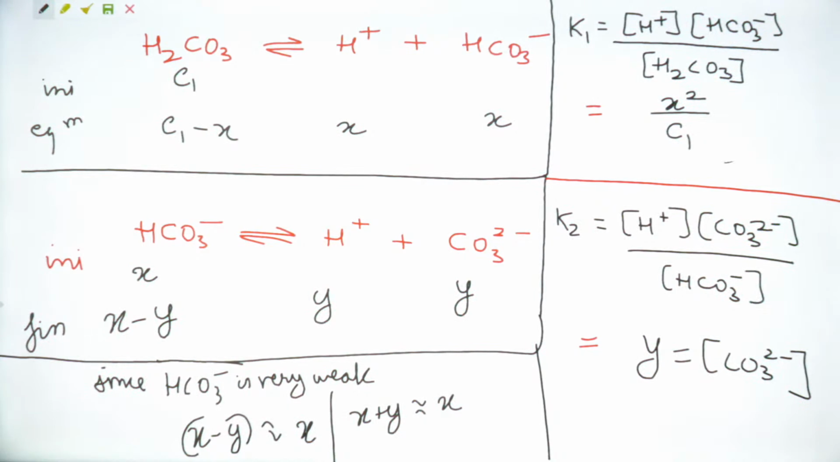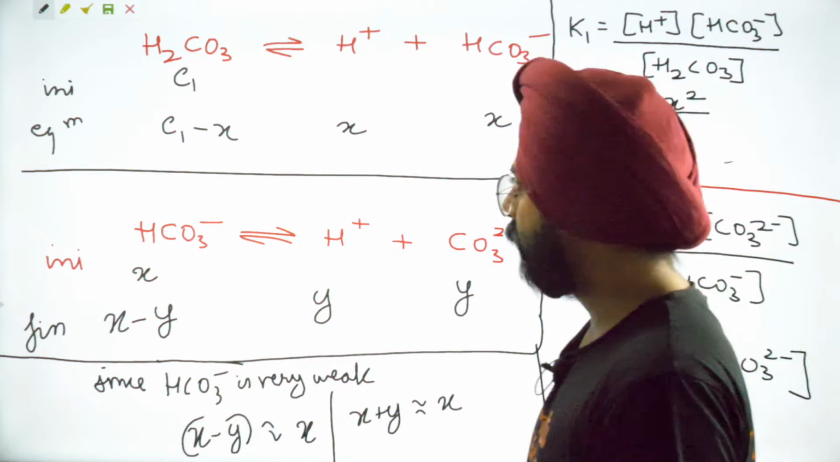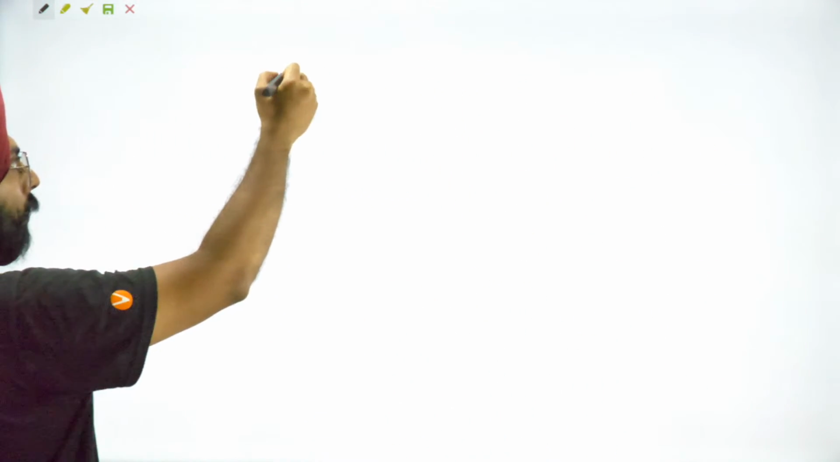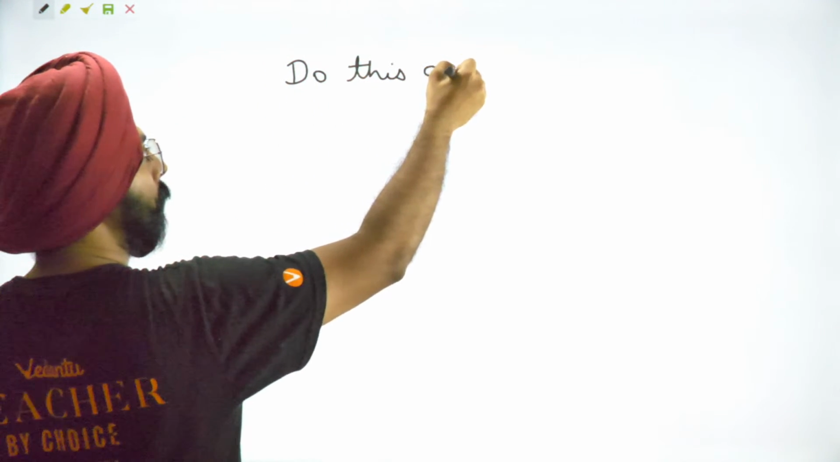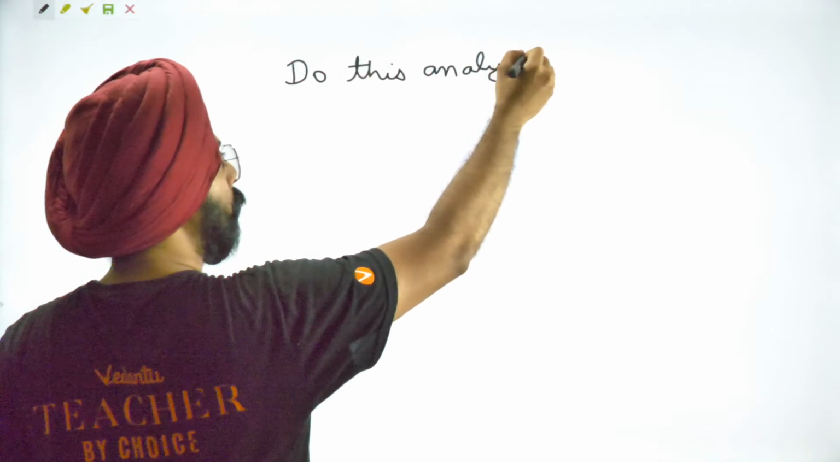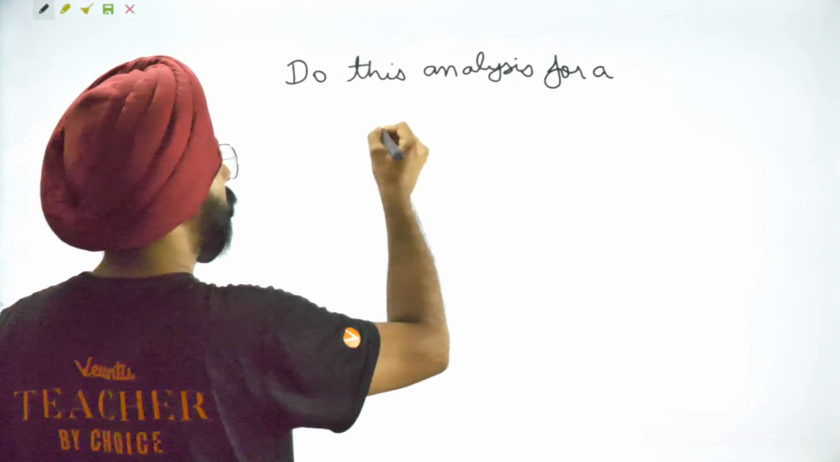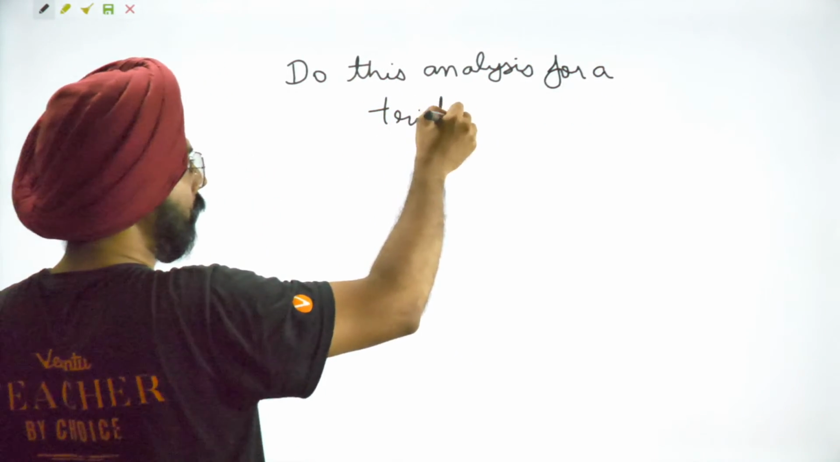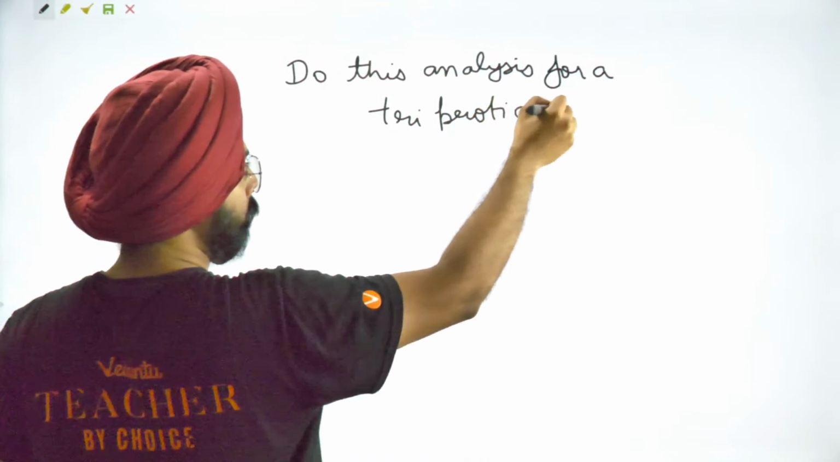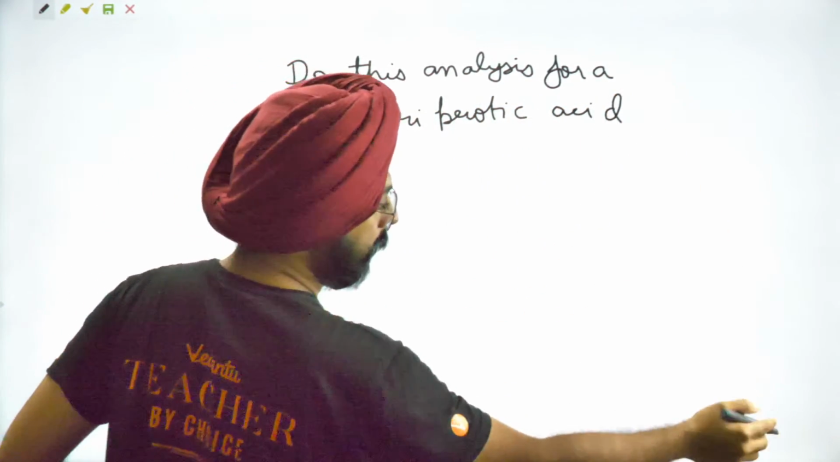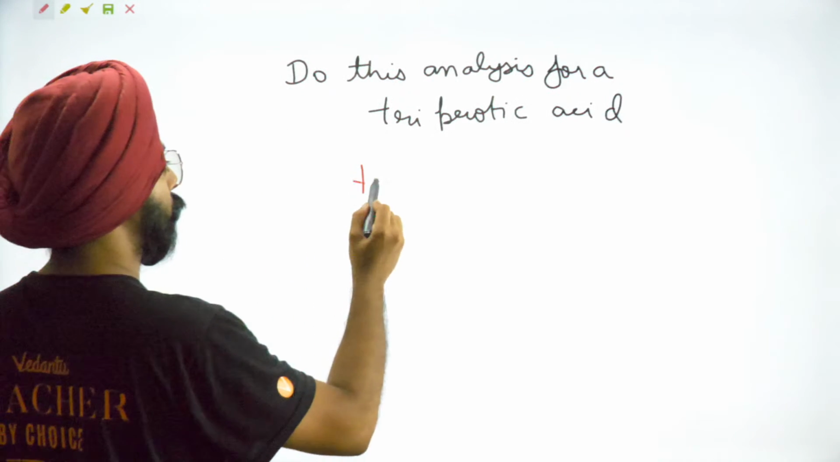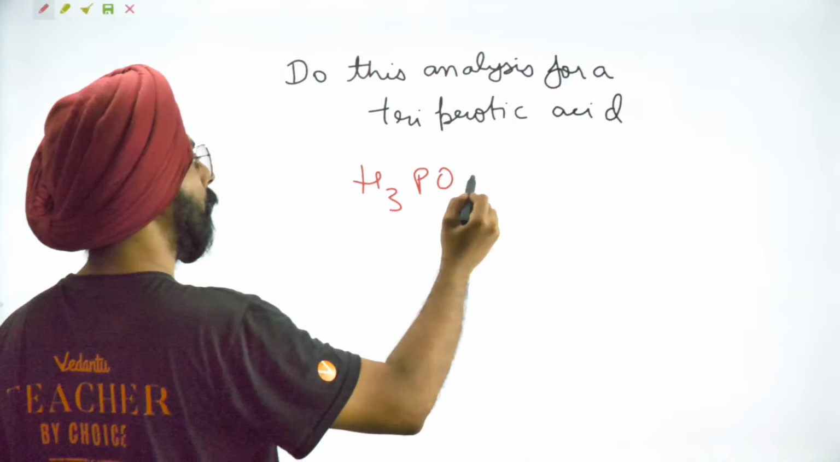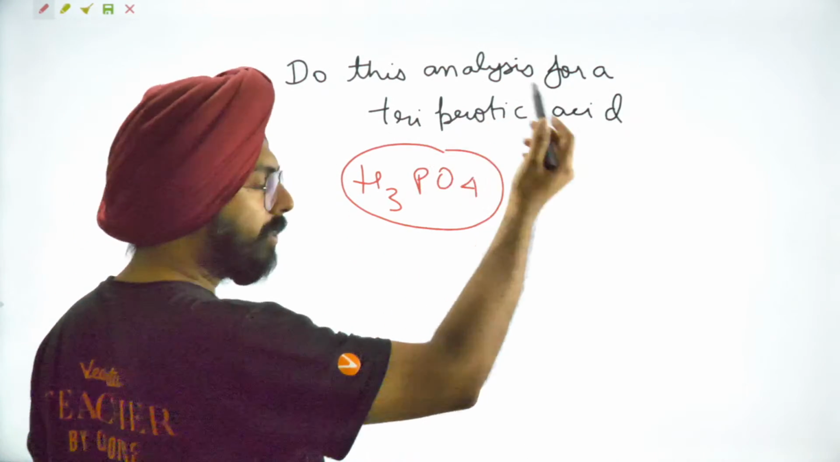Cool. So I hope you've observed whatever we've written. What is your homework? Homework is to do the same thing, do this analysis for a triprotic acid. ठीक है, so let's take H3PO4. H3PO4 लेके आपने सेम चीज करनी है.